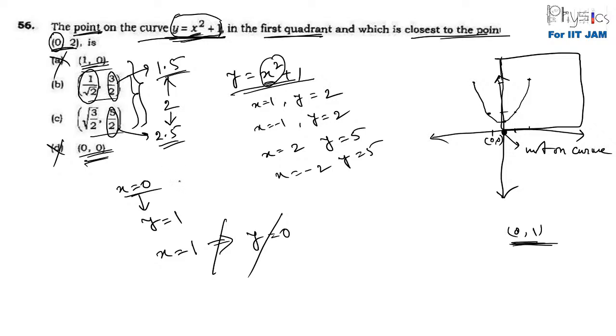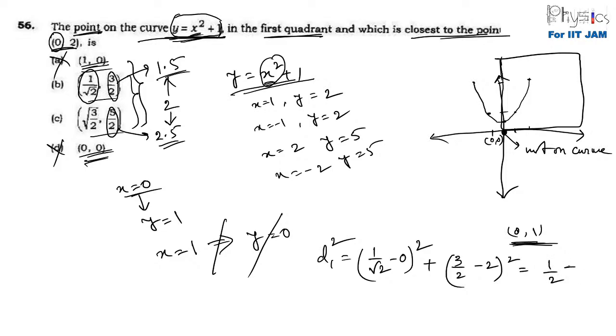1 by root 2 is closest to 0. If you don't even understand, simply just use this formula. Simply (1 by root 2 minus 0) square plus (3 by 2 minus 2) square. Find this thing. So what we get? 1 by 2, plus it would give us 1 by 4. That means if we solve it, it would give us 3 by 4.